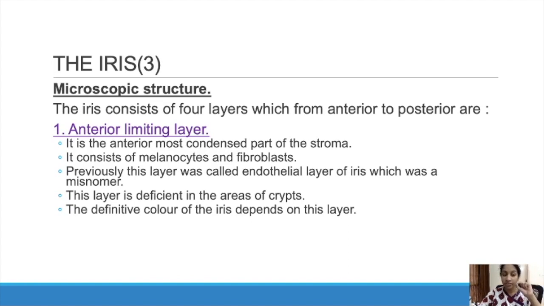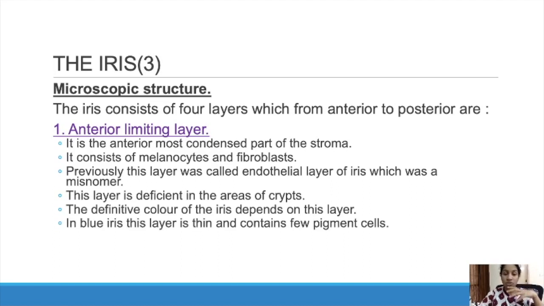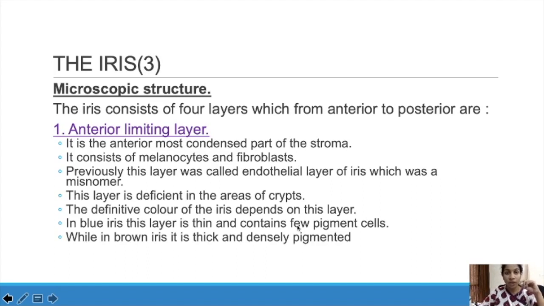The definitive color of the iris depends on this layer. In blue iris, this layer is thin and contains few pigments. For people with blue iris, this layer is thin and there are fewer melanocytes, the pigment cells are fewer, while in brown iris it will be thick and densely pigmented. So the color of the iris depends on this first layer, that is the anterior limiting layer.